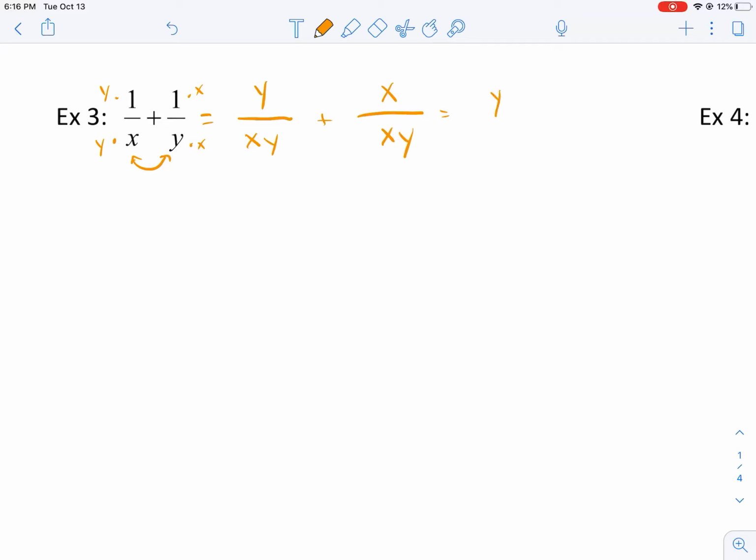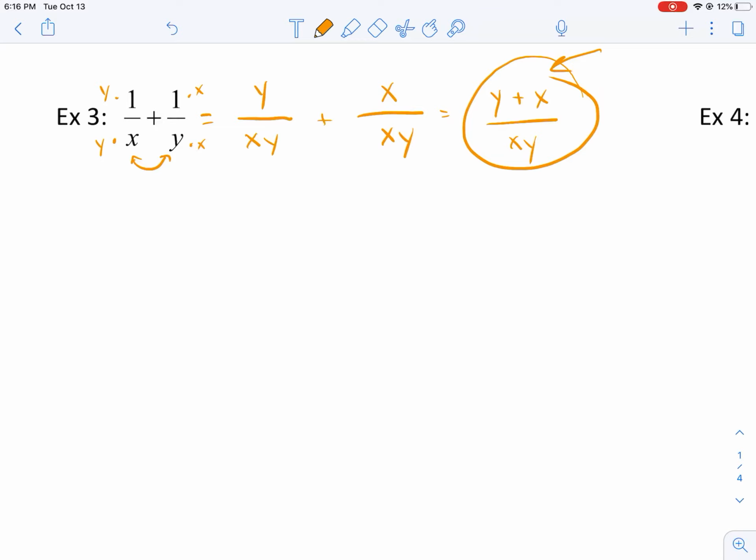And so we're left with y plus x over xy. Now make sure we don't cancel anything here, okay? We're leaving this as is. We cannot cancel anything in the top or the bottom, because we have an addition sign between the y and the x.